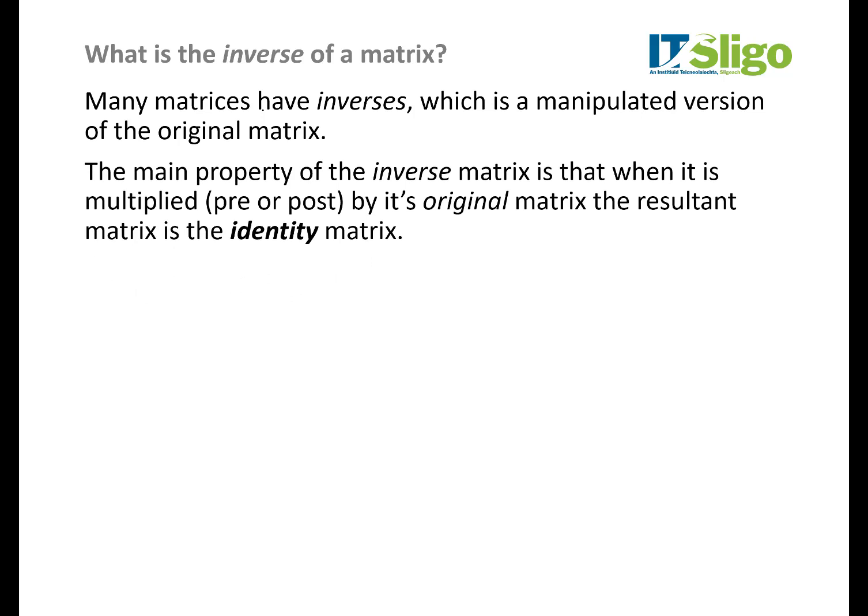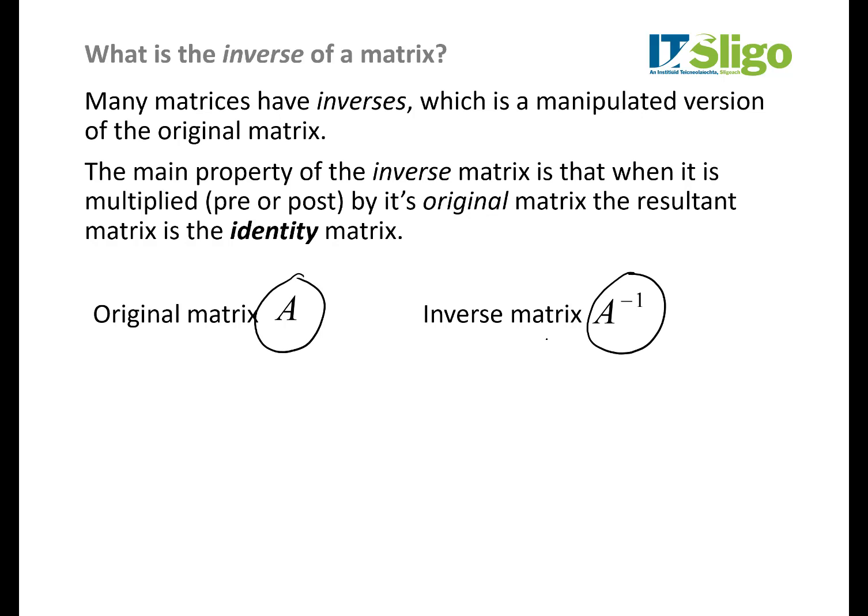And the inverse is essentially a manipulated version of the original. The main property of the inverse is when it's pre-multiplied or post-multiplied by the original, we end up with the identity matrix. So if our original matrix is A, the inverse matrix is written with a power of -1 on it, which is used a lot to represent. If you remember, inverse sine looks the same.